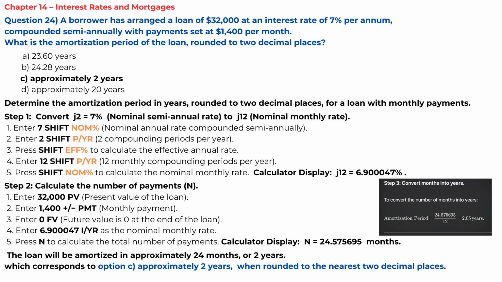32,000 PV, present value of the loan. 1,400 plus and minus sign and press PMT, monthly payment. 0 FV, future value is 0 at the end of the loan. Press N. Calculator display 24.575695. The loan will be amortized in approximately 24 months or 2 years, which corresponds to option C, approximately 2 years when rounded to the nearest 2 decimal places.